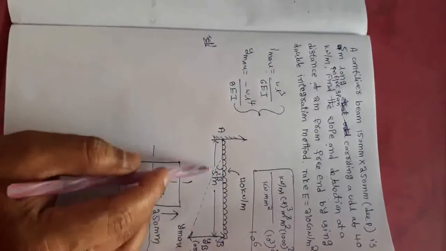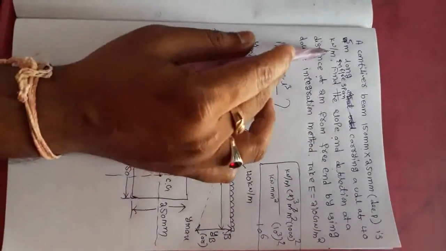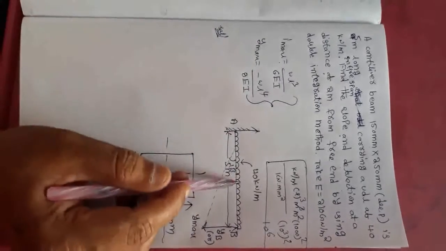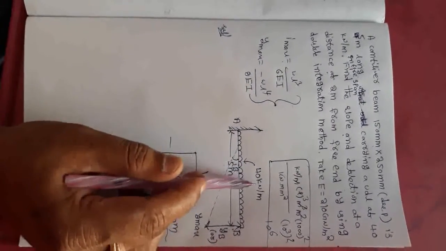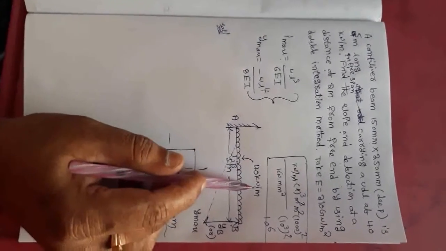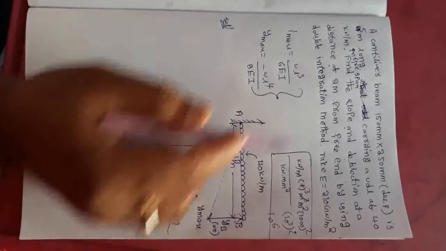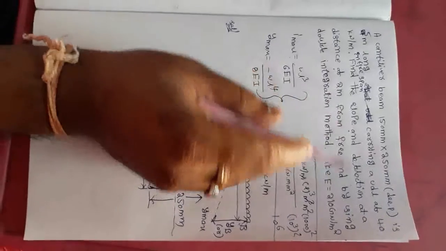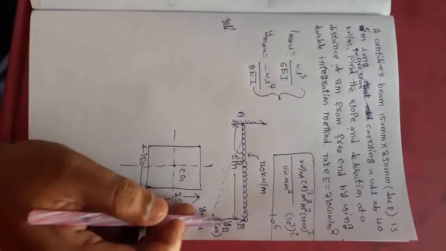And the beam is 5 meters long. The total span length is 5 meters, carrying a UDL of 40 kilonewton per meter over the entire span. 40 kilonewton per meter is the unit of UDL load, and kilonewton or newton is the unit for point load. And he wants to determine the slope and deflection at a distance of 2 meters from the free end.